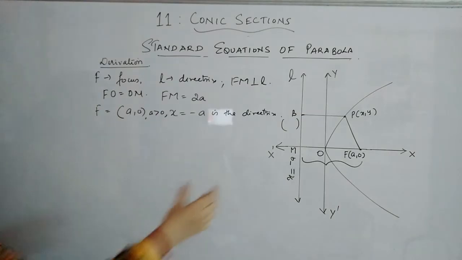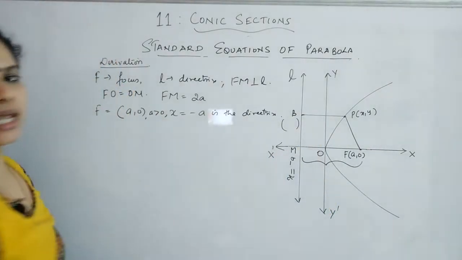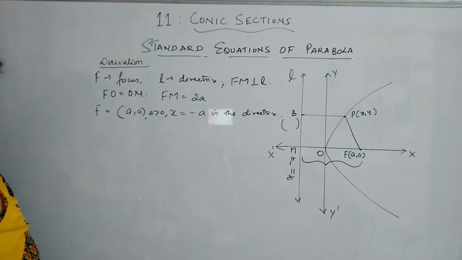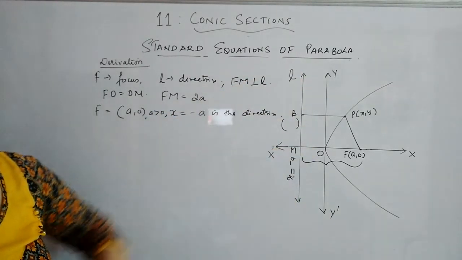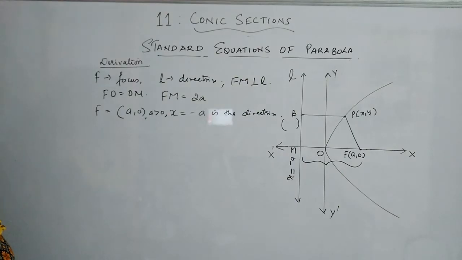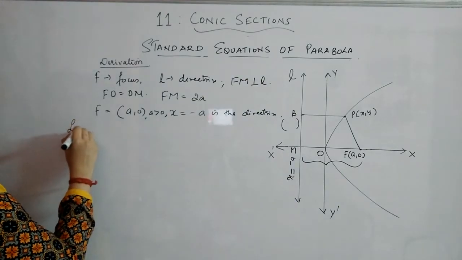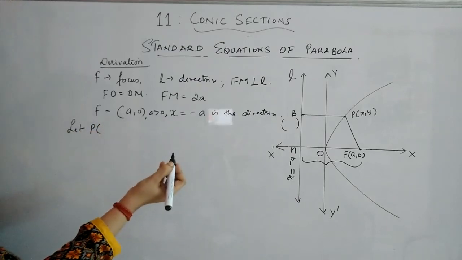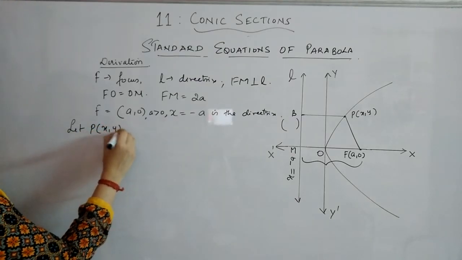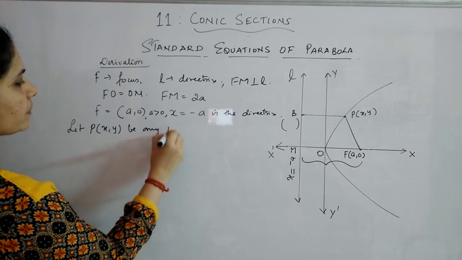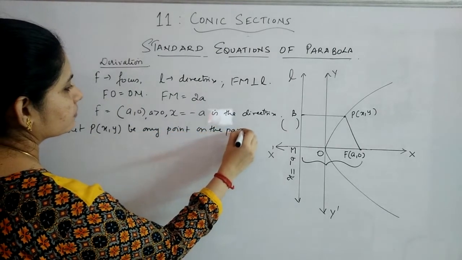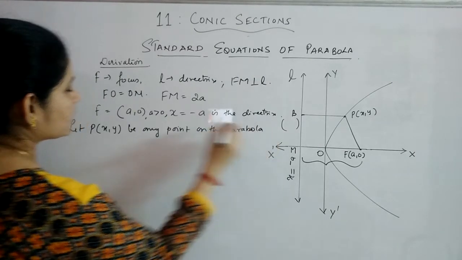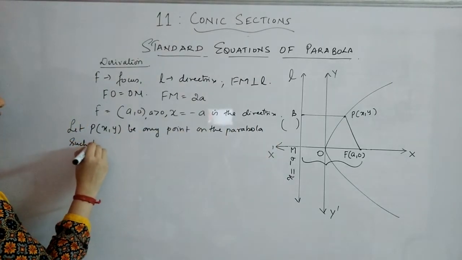Now we are just extending this MO to meet at X, so that OX is acting as the x-axis and the line perpendicular to OX, which is OY, is acting as the y-axis. Now we are just starting with a point on the parabola. Let P of x comma y be any point on the parabola such that, what is the property of the parabola?